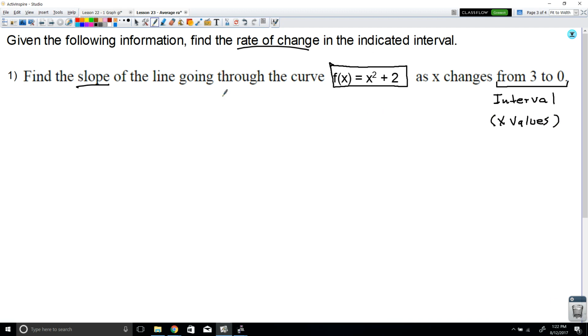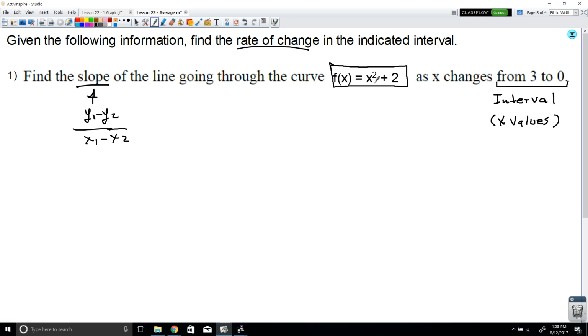But remember that for the slope, we have a formula for that, which is y1 minus y2 over x1 minus x2. If we want to use this formula, we don't just need the x values. We need the x and the y values. So we know the values of x that we're interested in.